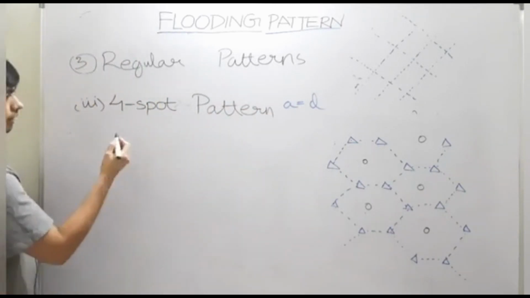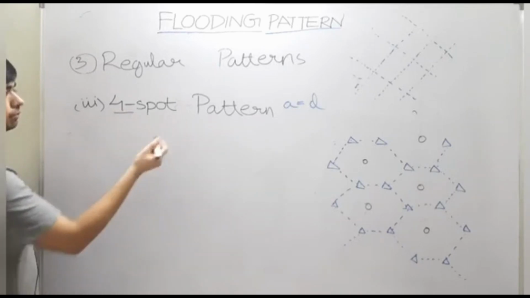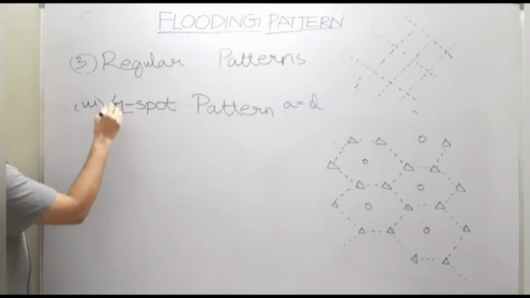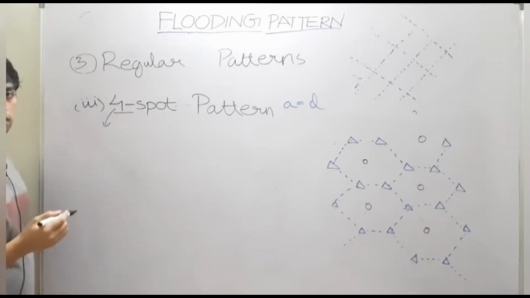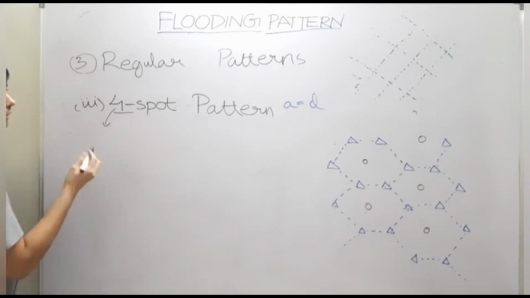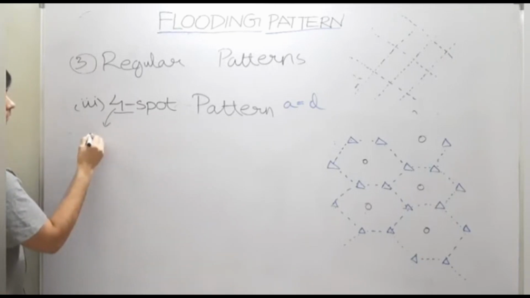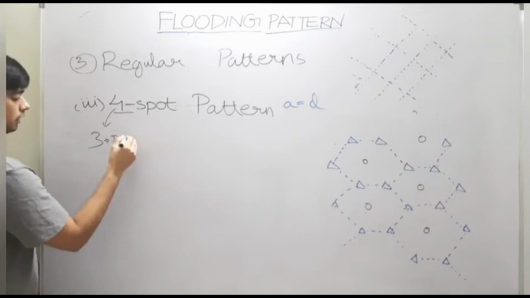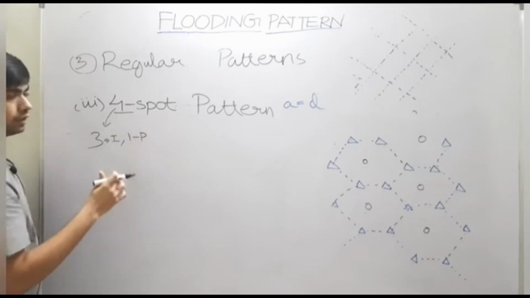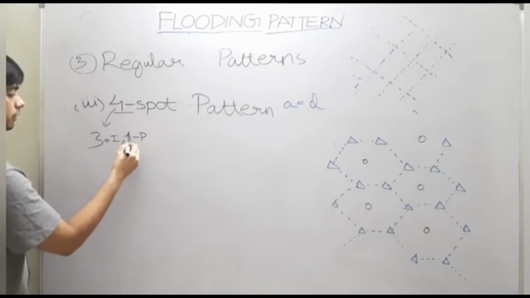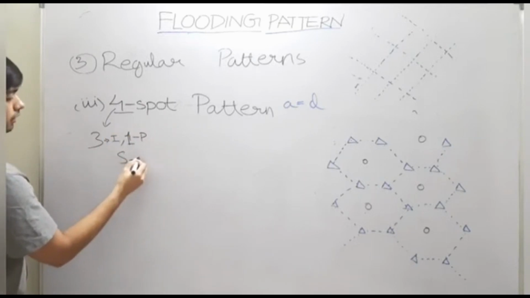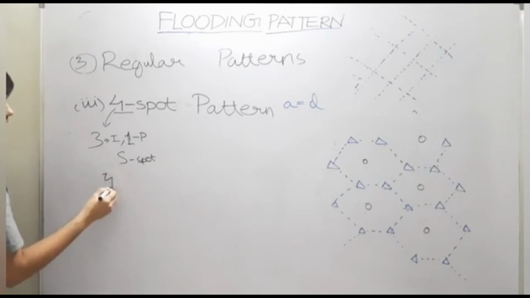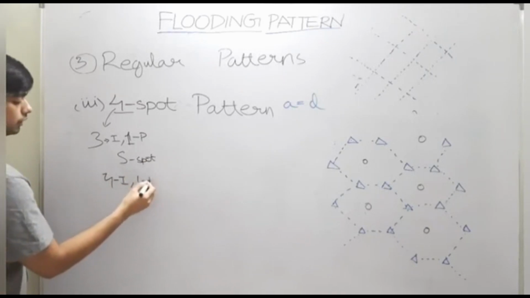Now whenever there is a number-spot pattern, reduce one from this number and that will be the number of injector wells. So if they have given a 4 spot pattern, then 3 will be your injector wells and there will be one producing well in one single unit. We'll talk about the unit. If there's a 5 spot pattern, then there will be 4 injector wells surrounding one producing well.